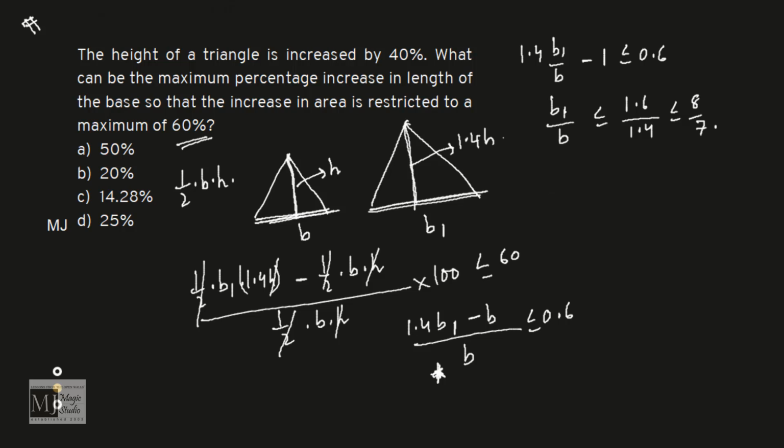Maximum percentage increase would be 1 by 7, isn't it? B1 is the final value upon B. So maximum percentage increase would be 8 by 7 minus 1. That is 1 by 7 in percentages, 14.28%. It can't be more than that. It would be less than that, but not more than that. If B increases by more than 1 by 7, then area change would not be restricted to maximum of 60%. This is what we use as the overall percentage change technique and everything.